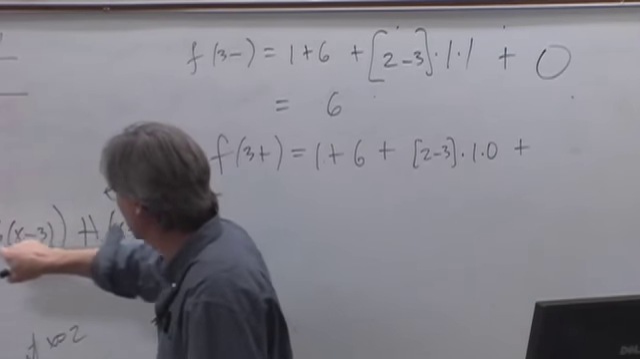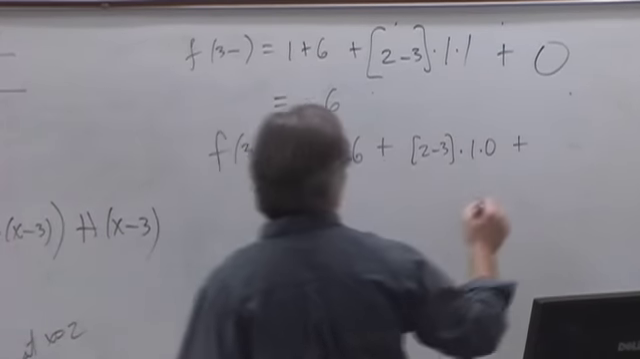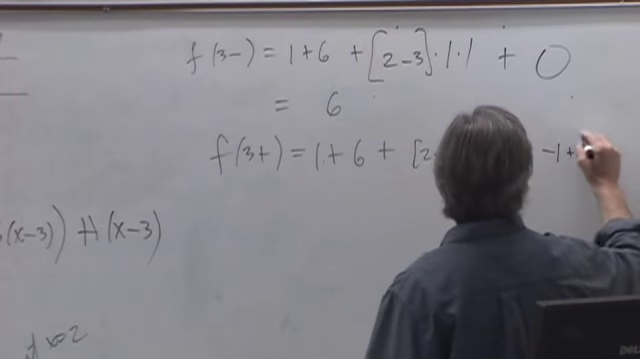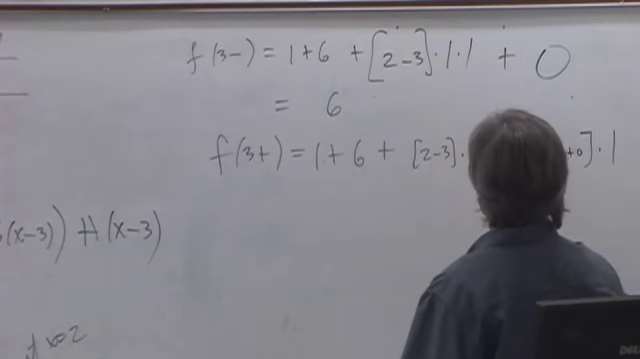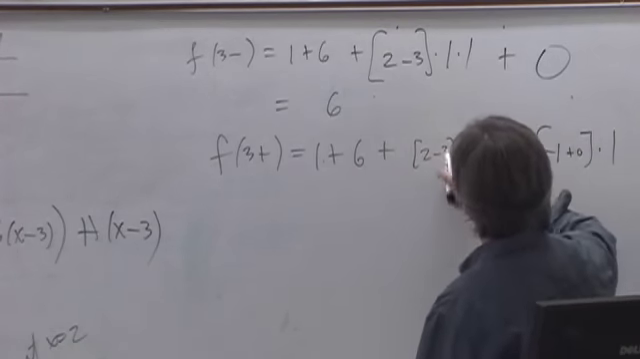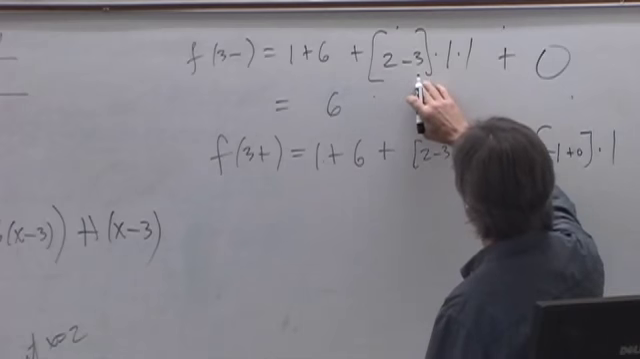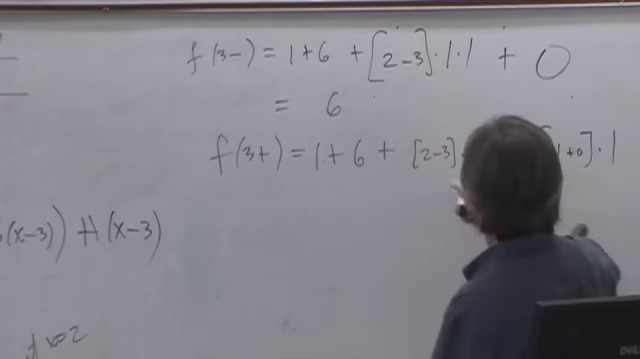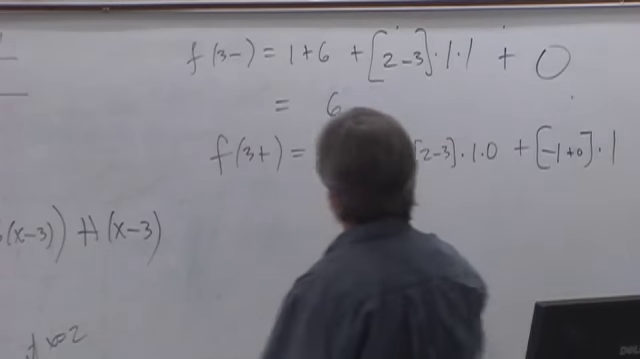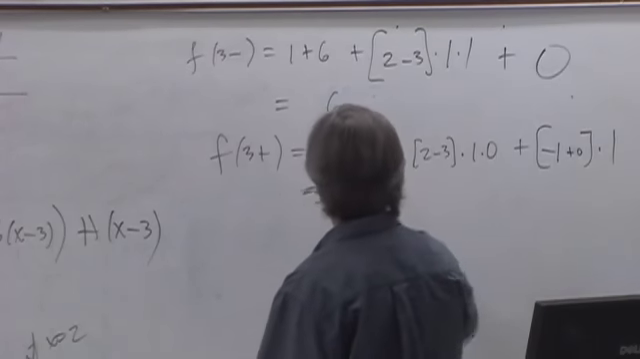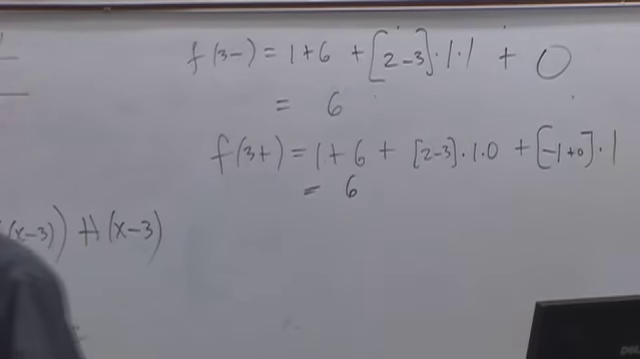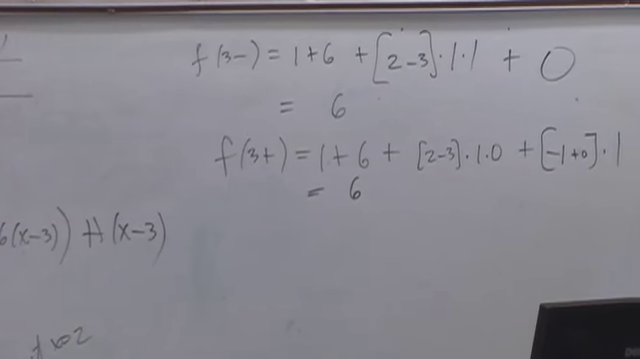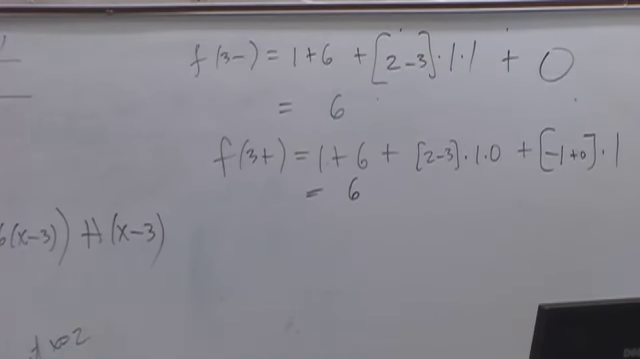So this is negative 1 minus 0. So plus negative 1 plus 0 times plus 1. Okay, so this negative 1 contribution went out, but another negative 1 came in, so that I get still 6. Okay, so therefore you have continuity at x equals 3 as well. Okay, so it's this kind of example.